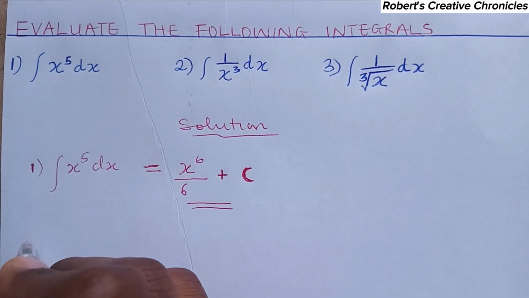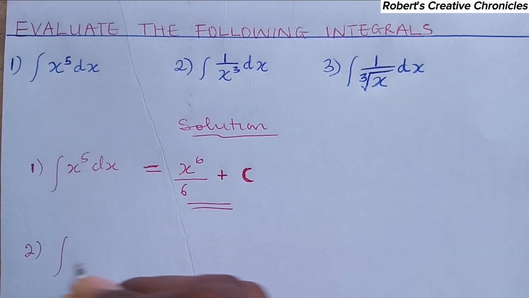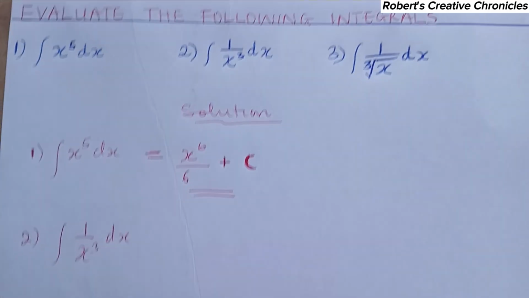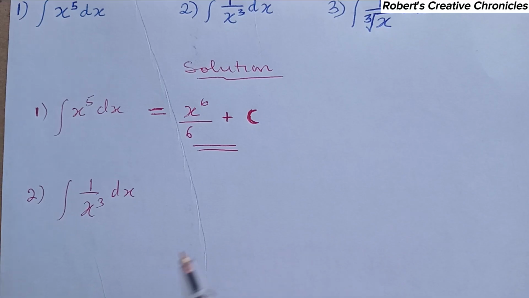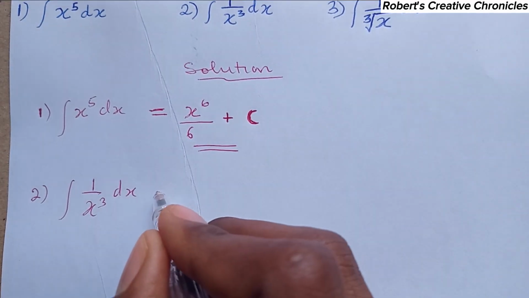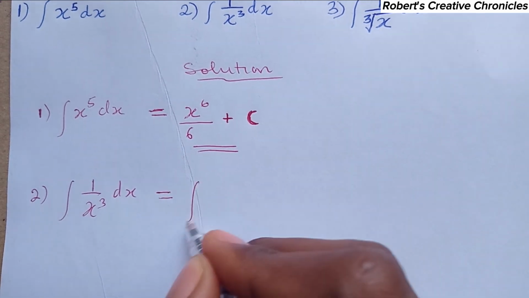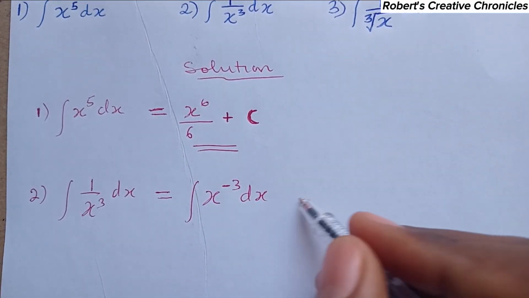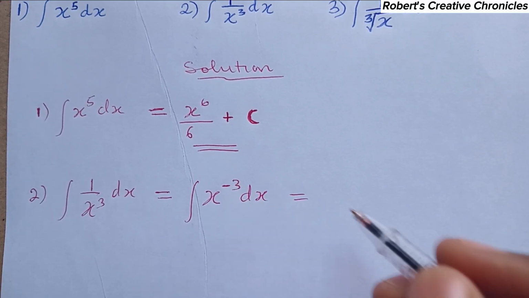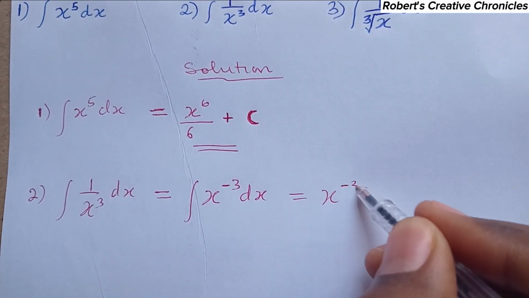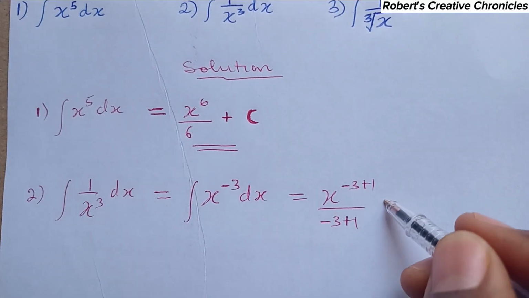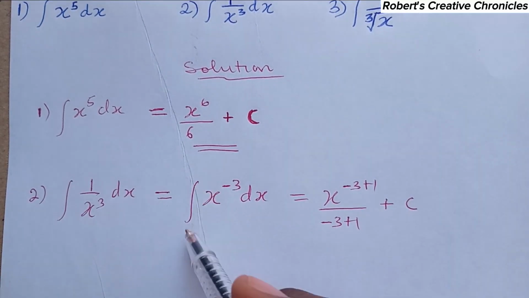Then the second one, number 2, the integral of 1 over x cubed dx. In the same way, we can do this using direct integration. So we express this as x raised to the power of minus 3 dx. So this becomes what? If you add 1 to the power, it will become x to the minus 3 plus 1 over minus 3 plus 1, plus c.